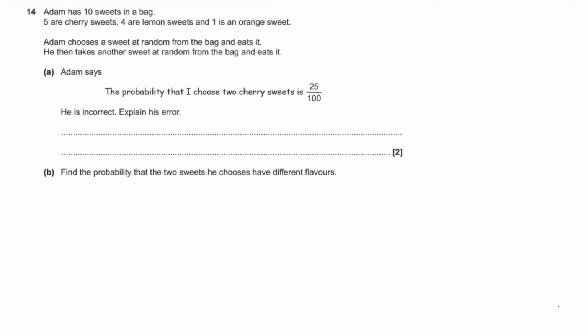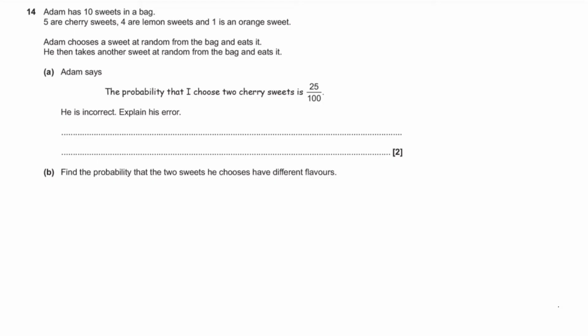Question 14. Adam has 10 sweets in a bag. 5 are cherry sweets, 4 are lemon sweets, and 1 is an orange sweet. Adam chooses a sweet at random from the bag and eats it. He then takes another sweet at random from the bag and eats it. Adam says the probability that I choose 2 cherry sweets is 25 over 100. He is incorrect. Explain his error.